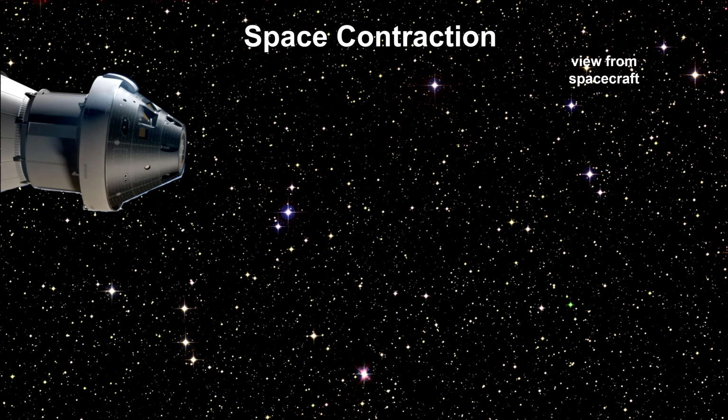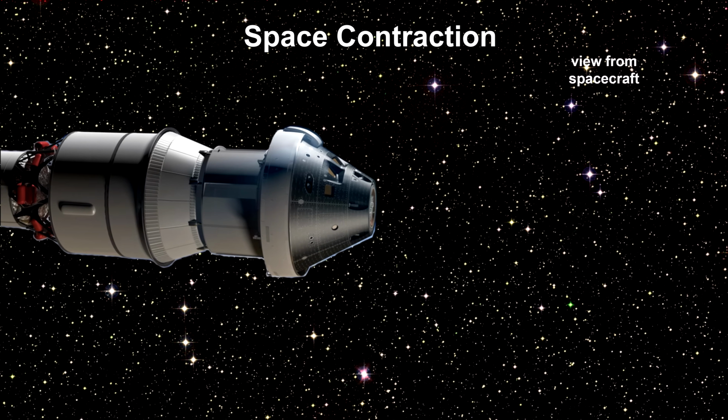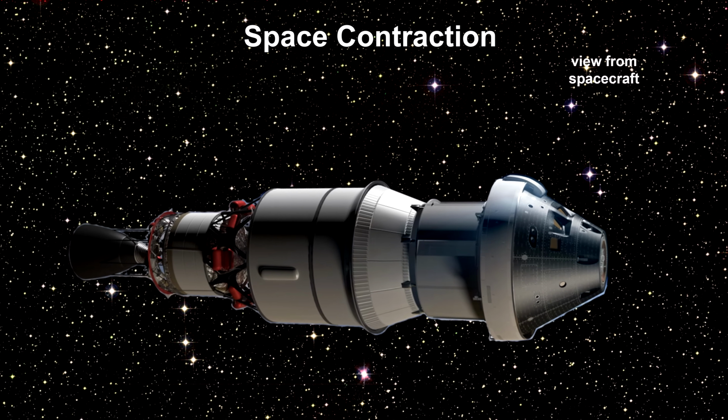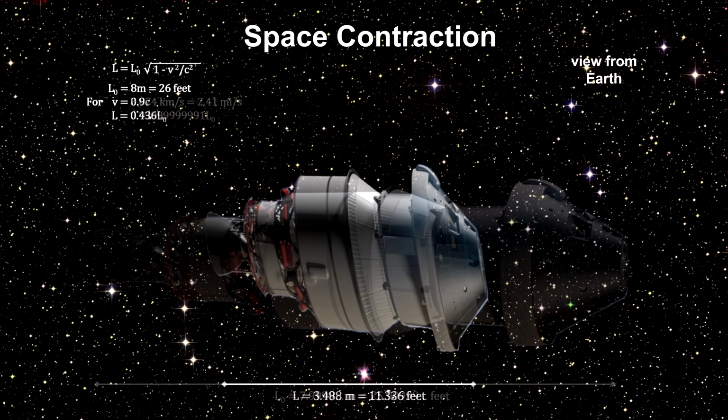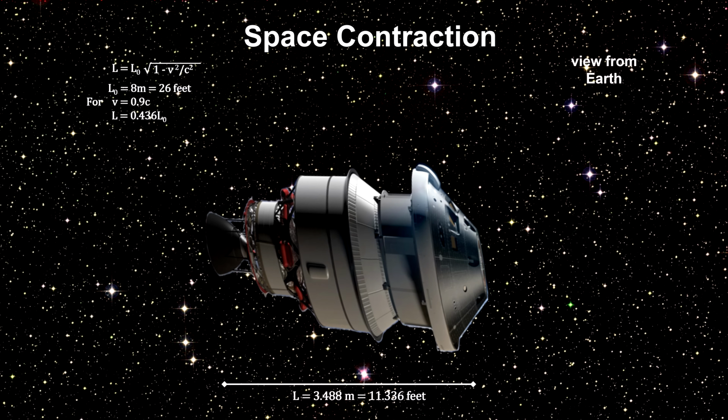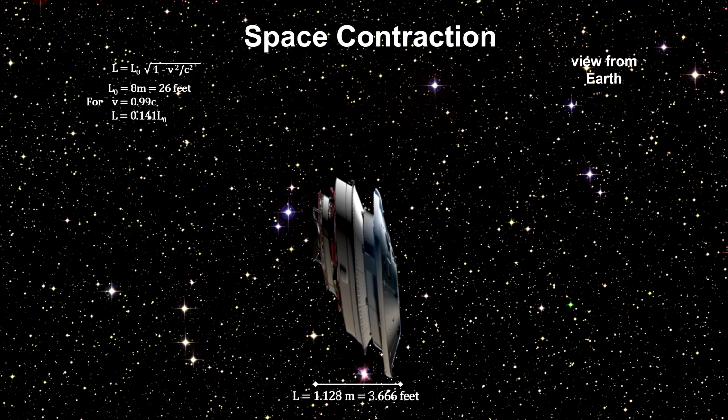Here's a look at the new Orion spacecraft, fully decked out for the planned long journeys to the Moon, asteroids, and Mars. If we were traveling at the same speed as GPS satellites, it would look like this. If it were traveling at 0.9 times the speed of light, it would look like this. And if it were traveling at 0.99 times the speed of light, it would look like this.